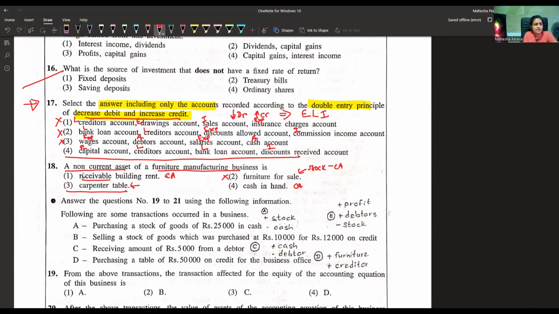ලියා ගන්න. First එක current asset. 2, 4 all are current assets. And furniture for sales is stock. So answer is carpenter table. Hari? Carpenter table. ඔන්න දාගන්න. මේව note කරගන්න. නැත්නම් වැඩක් නැහැ. අපි මේ discuss කරනකොට we should write additional notes. Hari? Right.